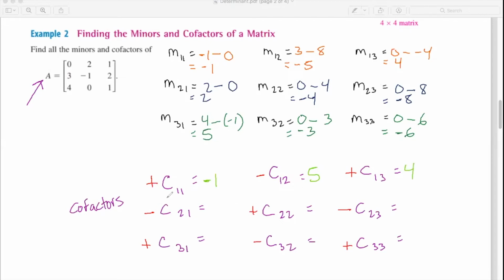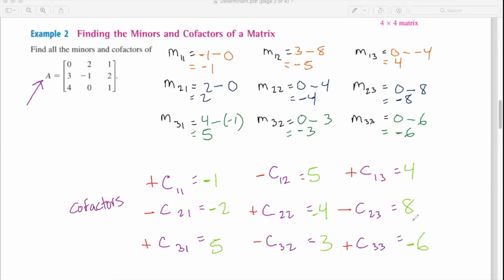This one here is a sign change. So instead of 2, we've got -2. This one here stays the same, so we're going to keep -4. And then here we have a sign change, so instead of -8, we have +8. And in row 3, we have keep, change, keep. So we're going to have 5, this is a change to +3, and this is a keep to -6.